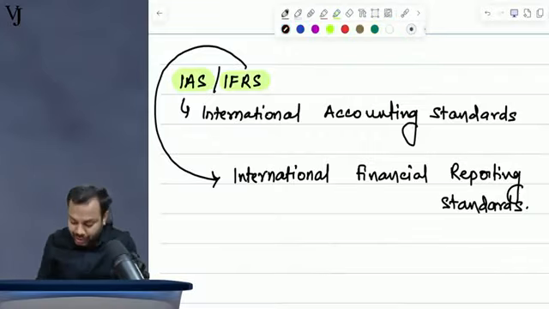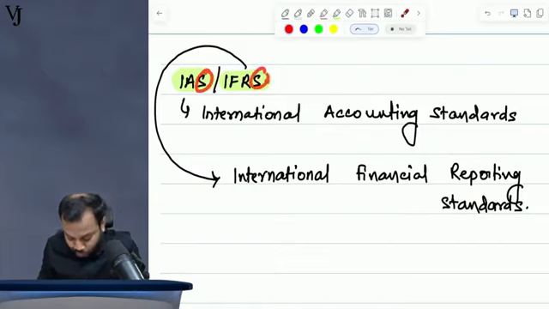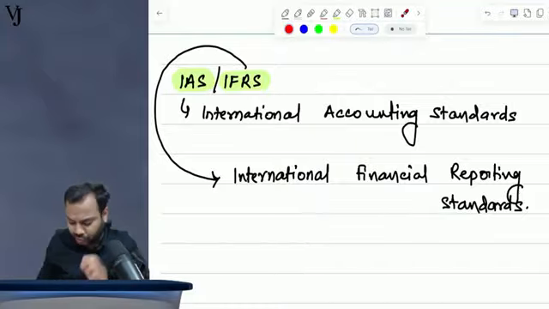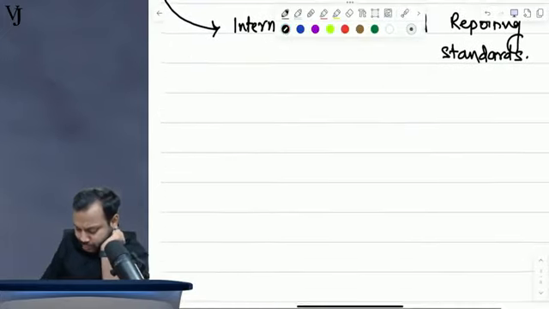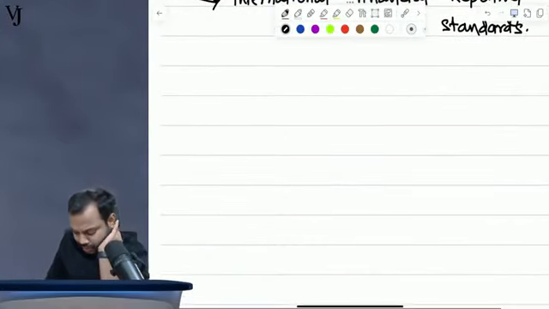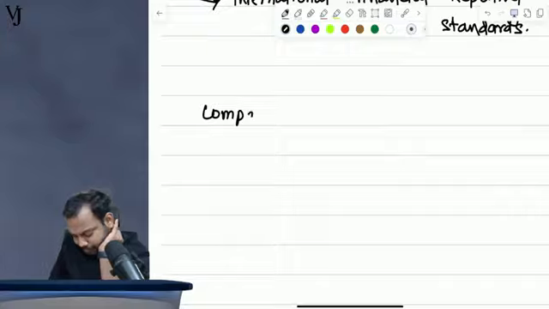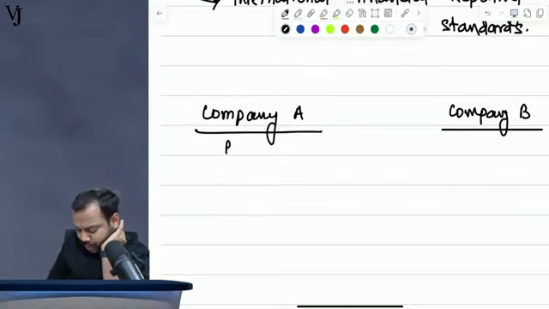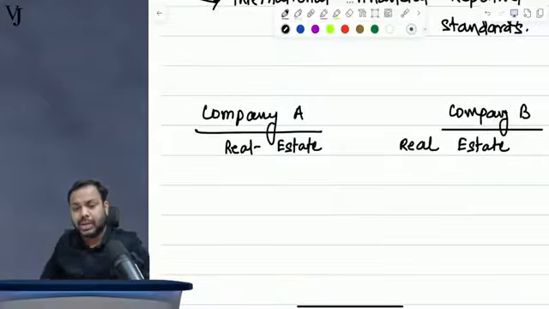Guys, first of all, understand that they are standards. What is the need of an accounting standard? Think of a situation. Let's suppose there are two companies, company A and another company called company B. Both the companies are into real estate.